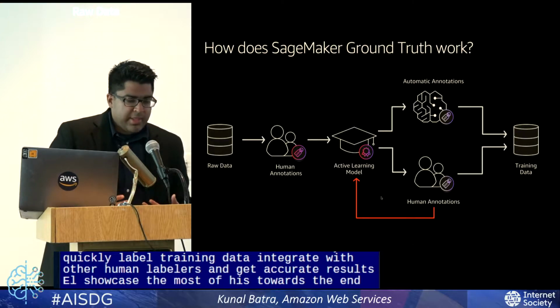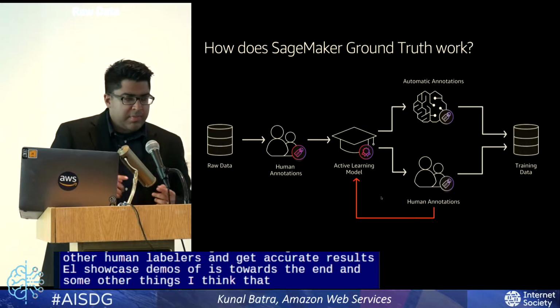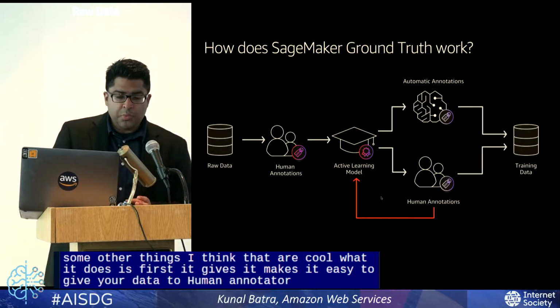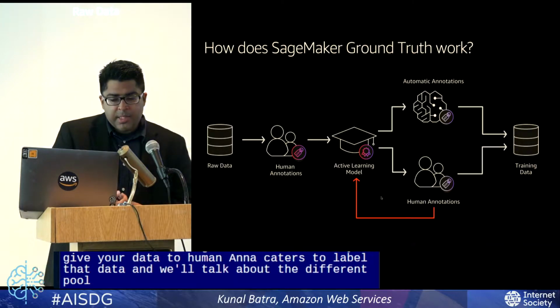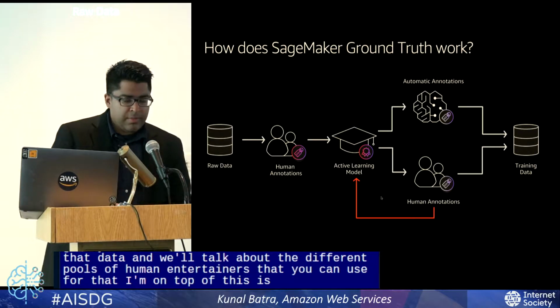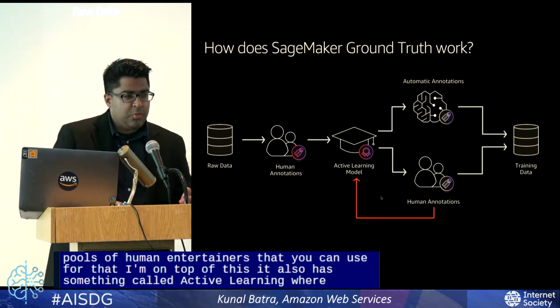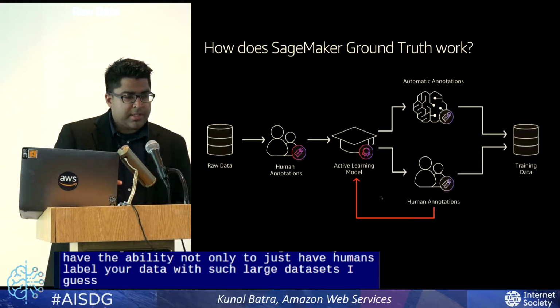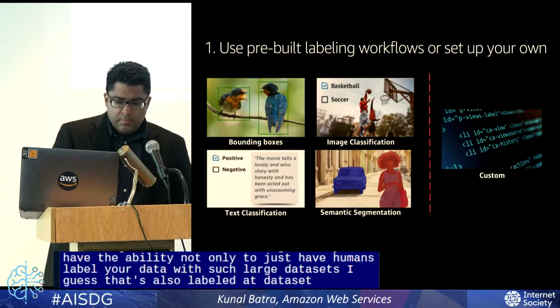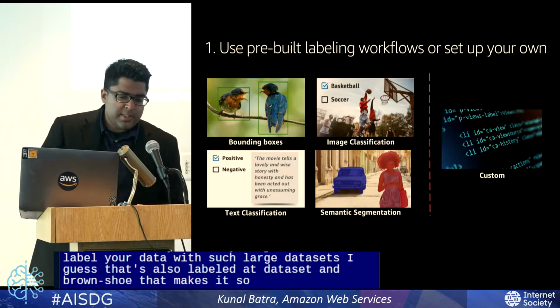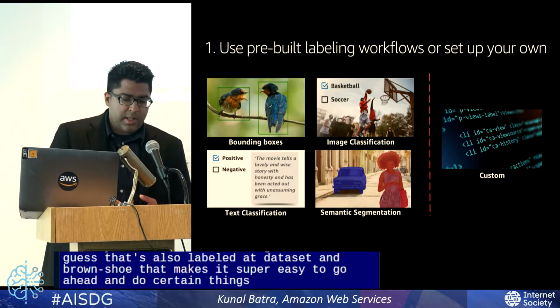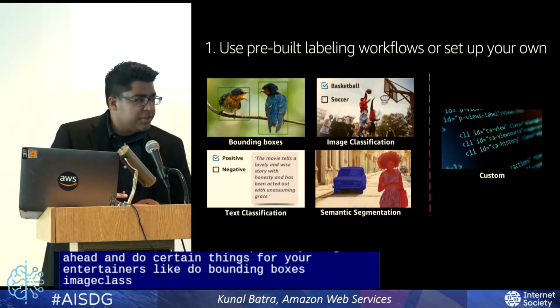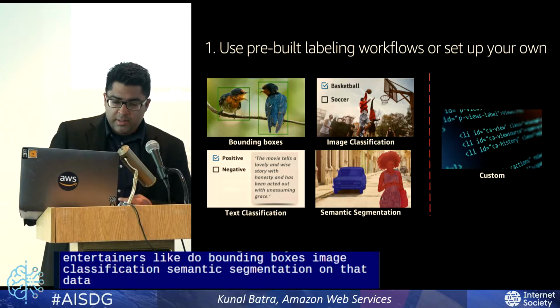And so some of the things that I think are cool, what it does is first, it makes it easy to give your data to human annotators to label that data. And we'll talk about the different pools of human annotators that you can use for that. On top of this, it also has something called active learning, where you have the ability not only to just have humans label your data, but with such large data sets that gets expensive, it can also start learning a model based on how the humans are annotating that data to also label that data set. And with Ground Truth, it makes it super easy to go ahead and do certain things for your annotators, like do bounding boxes, image classification, semantic segmentation on that data.